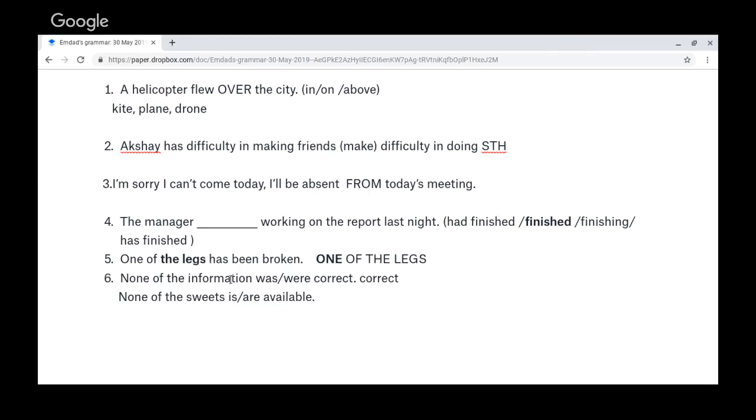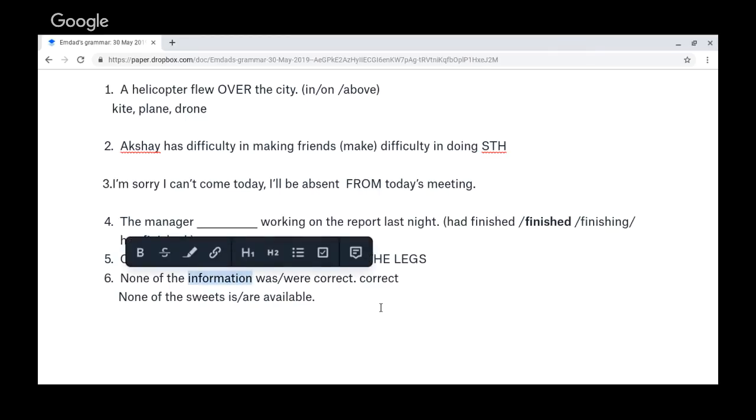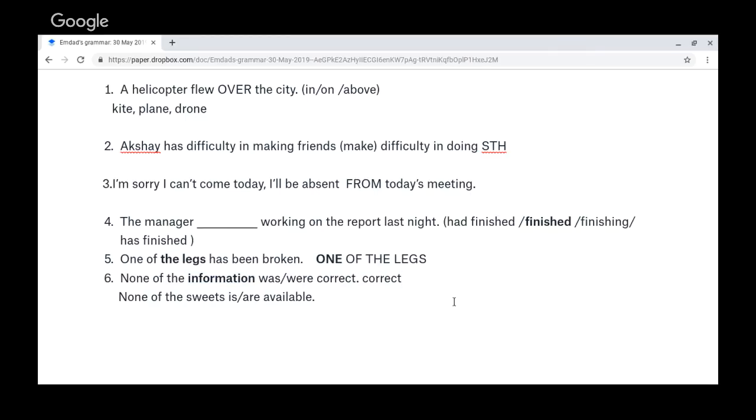Now come to number six, where it says none of the information was correct. Here in this case, what is information? Is this a countable or an uncountable noun? Information is an uncountable noun. So let's highlight it. Whenever you use an uncountable noun with none, so none of the information. Give me some uncountable nouns here. None of the equipment. None of the baggage. None of the data. None of the water.